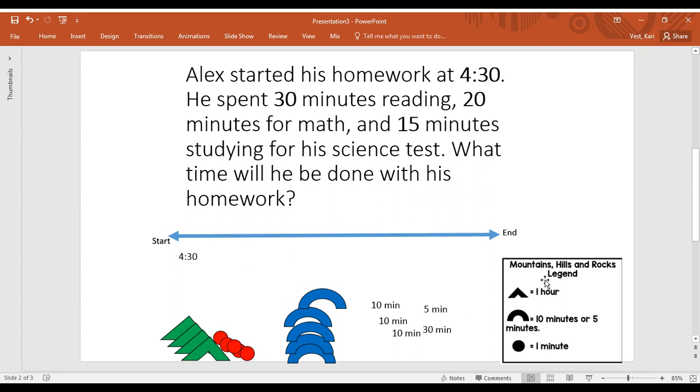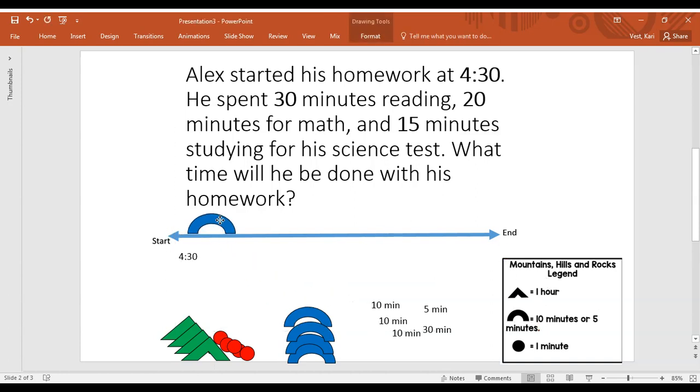Let's get started. Alex started his homework at 4:30. He spent 30 minutes reading, 20 minutes for math, and 15 minutes studying for his science test. What time will he be done with his homework? We have the starting time, but this time we have different intervals of time. So let's go ahead and start with the 30 minutes for reading.